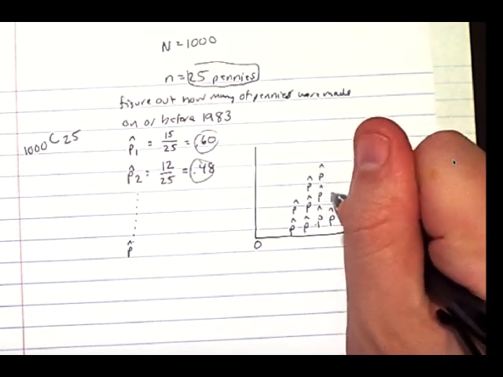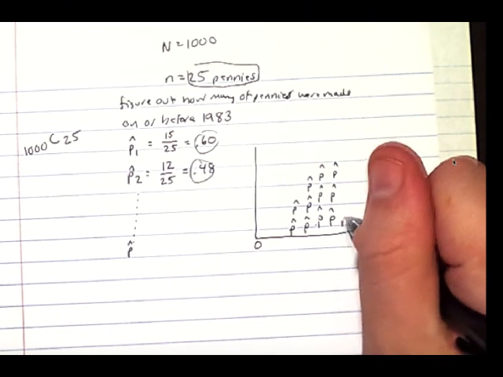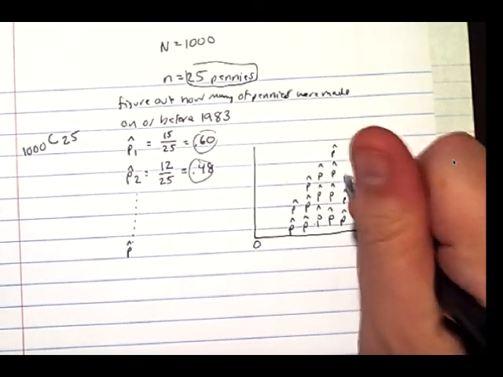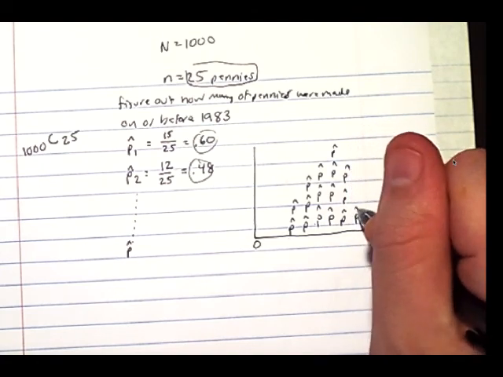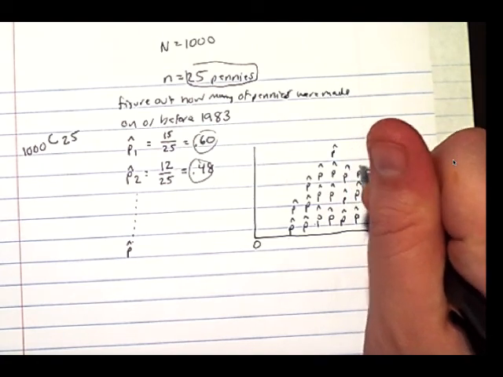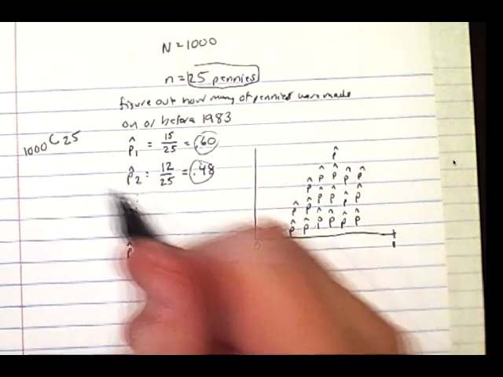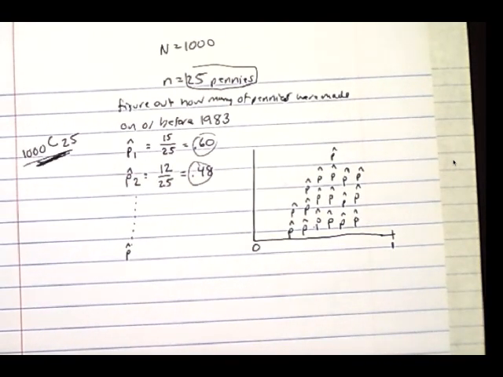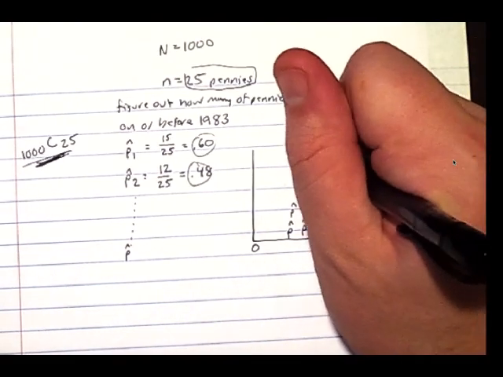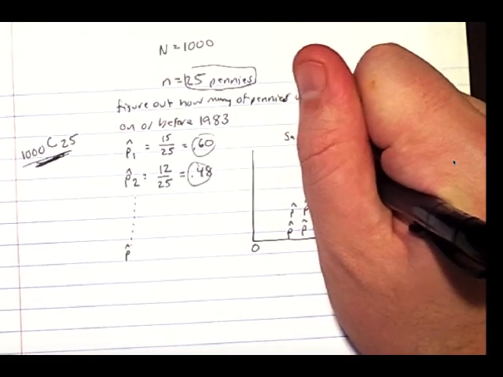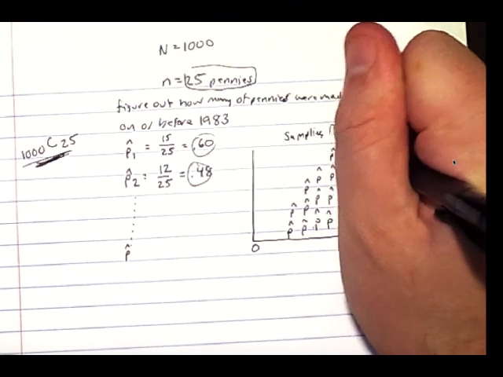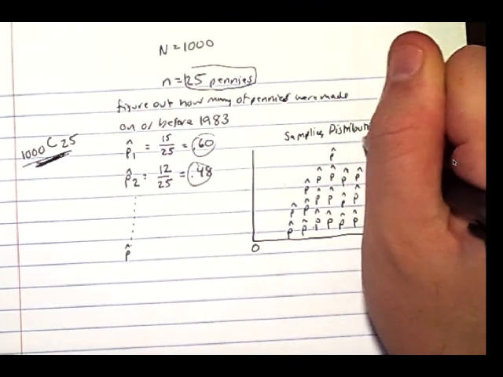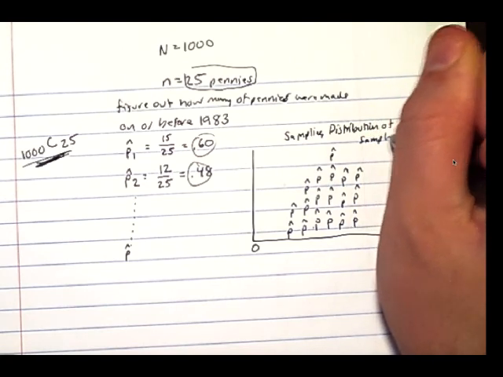And if you repeated this for every possible sample, if you did this for every possible sample that there were, however many gazillion, billion different samples there are, then this would be the sampling distribution of sample proportions.